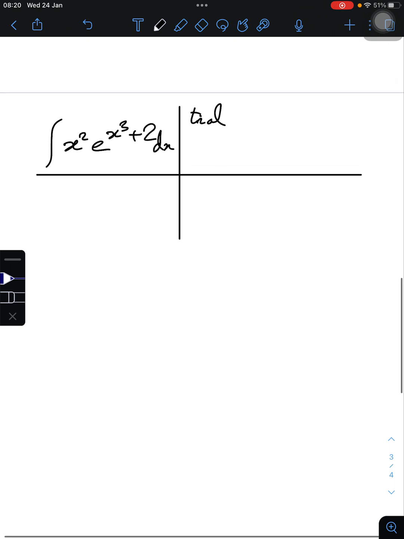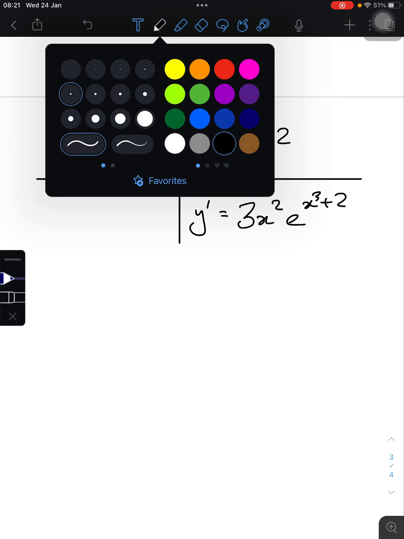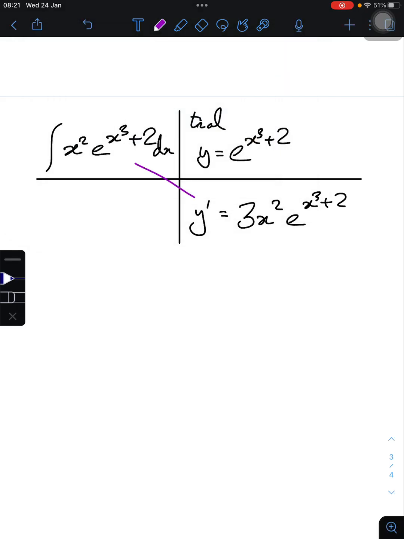And so in this case here, our trial would be just e to the x cubed plus 2. That's what's forming us difficulties. We can all integrate x squared. And so therefore the differential here would be 3x squared e to the x cubed plus 2, because the differential of x cubed plus 2 is 3x squared. And therefore, to get from one to the other, I need to divide by 3 here.